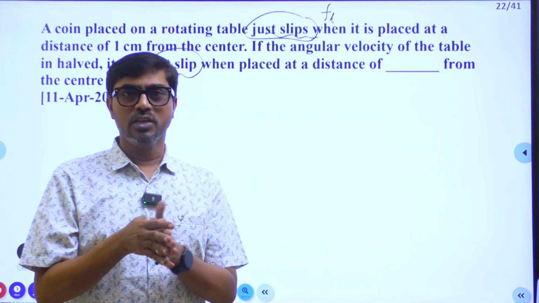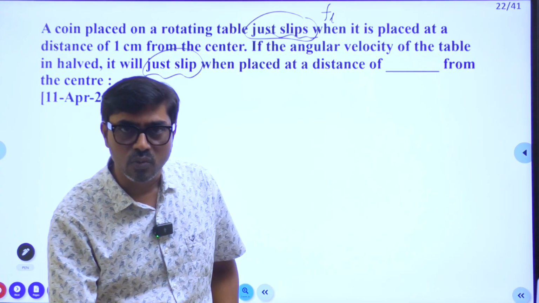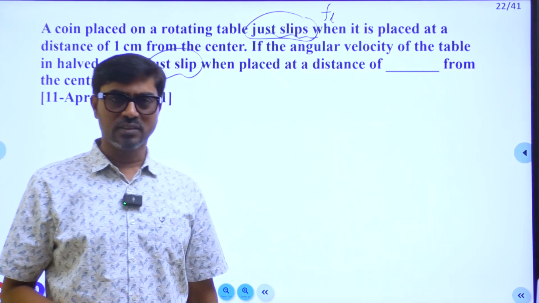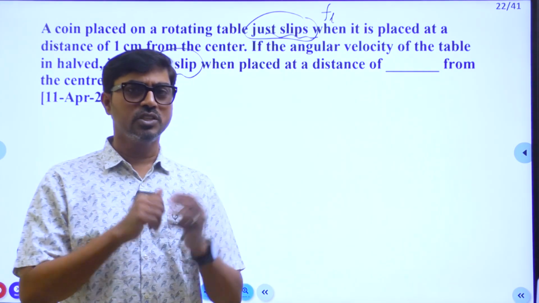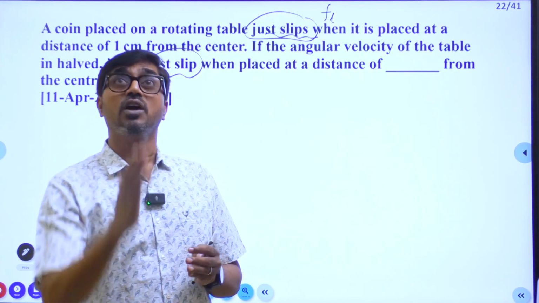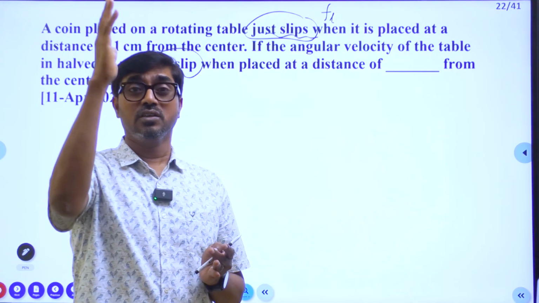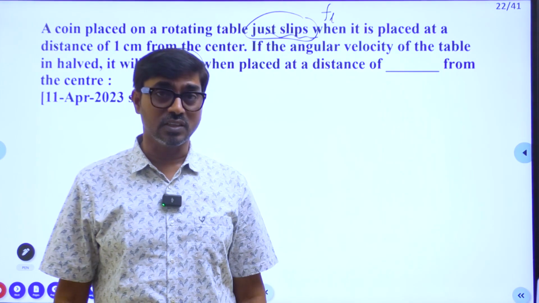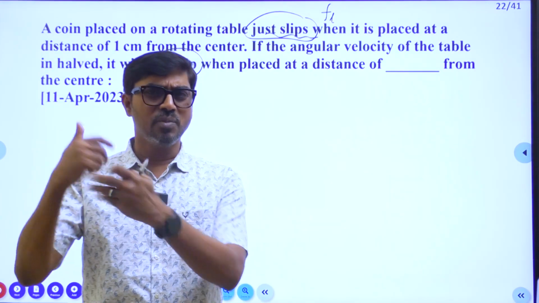And if you draw the free body diagram, there is mg vertically downward. That does not produce centripetal acceleration because the horizontal component of mg is 0. Balancing mg, you have the normal reaction. Normal reaction is vertical. A vertical force cannot produce horizontal acceleration. So mg and the normal reaction balance out.